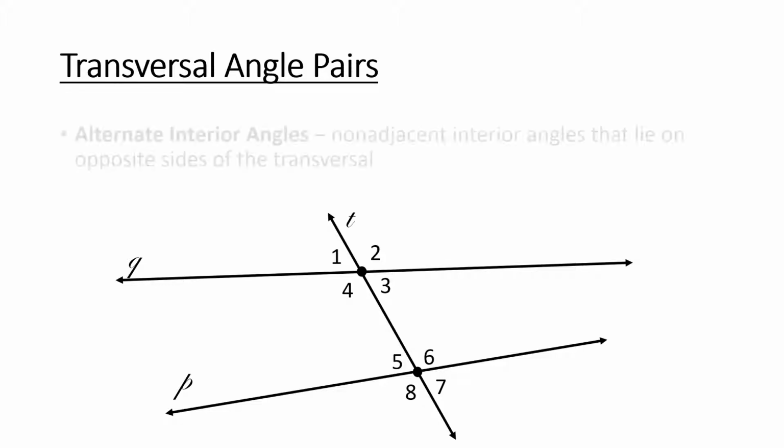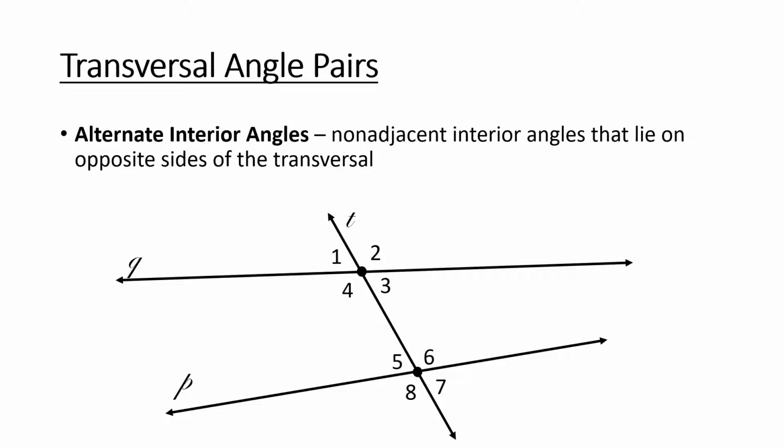The first way this works is we look at alternate interior angles. Those are non-adjacent interior angles that lie on the opposite sides of the transversal. The key here is to understand that alternate means opposite sides of the transversal. So if we look at this, an example is angle 4 is on the opposite side of the transversal as angle 6, while also being non-adjacent. So in this case, angle 4 and angle 6 would be an example of alternate interior angles. We have one more alternate interior angle pair, being angles 3 and 5.